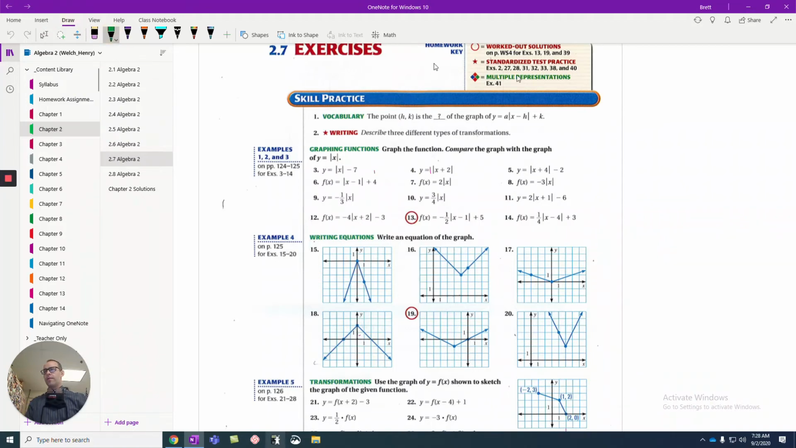Hey guys, today we're going to finish some notes on 2.7. This is just how to do the two basic types of homework assignment that you're going to get. You're going to get two different problem sets. This first set where we have an equation, we're trying to create the graph. So we're going to take a look at, say, question number 11.